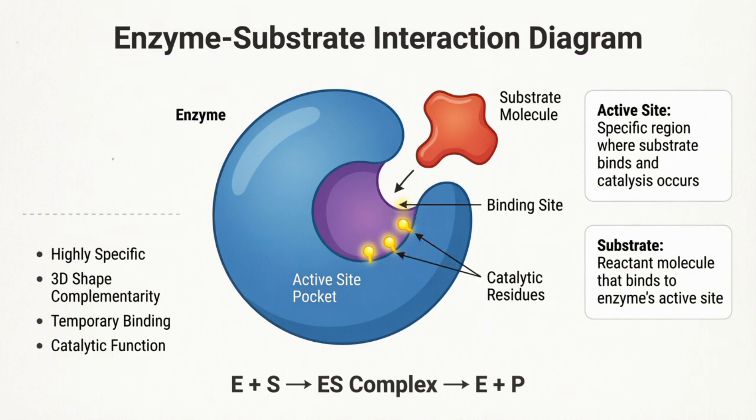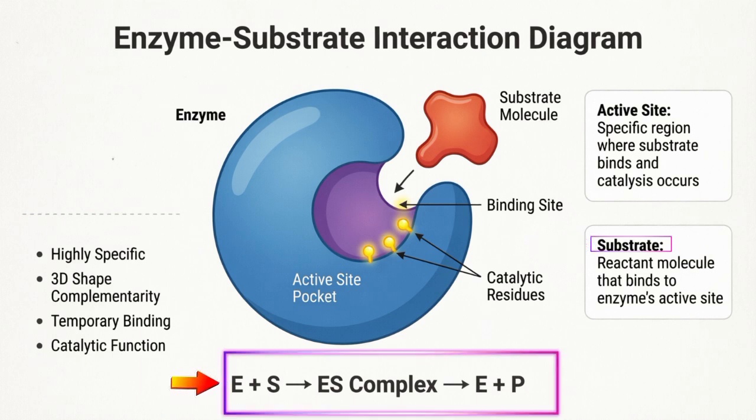To summarize the definitions on the screen, the active site is the specific region where binding and catalysis occur. The substrate is the reactant that binds to the enzyme. And remember, this binding is temporary. The substrate does not live there. It visits, gets changed, and leaves.